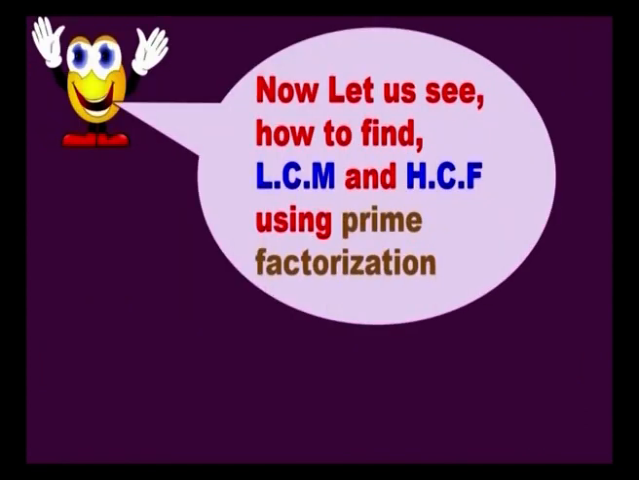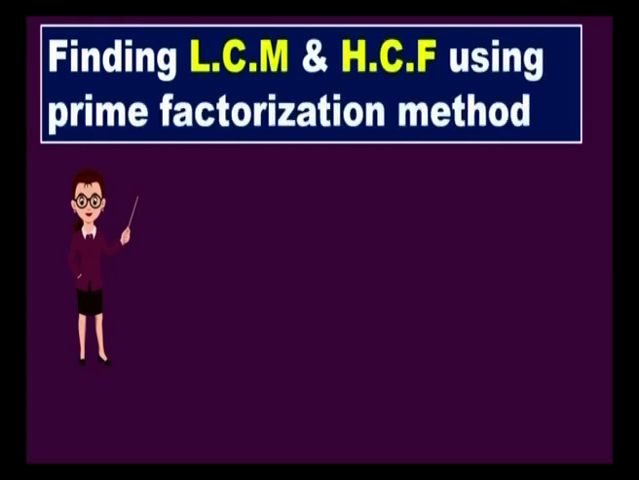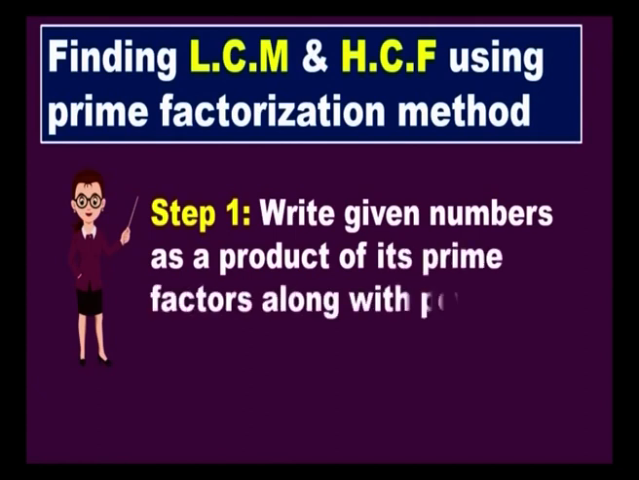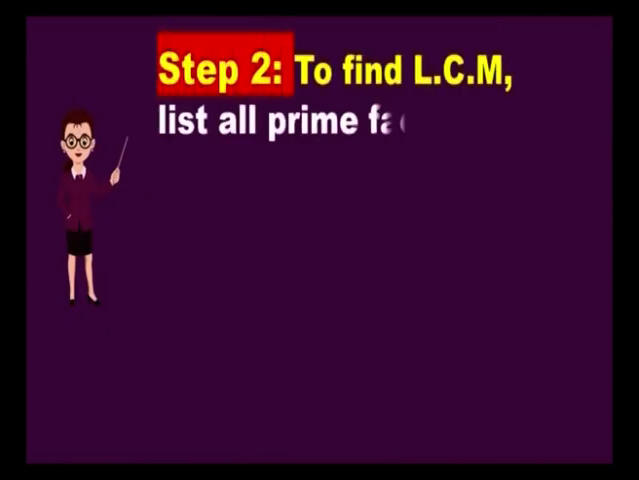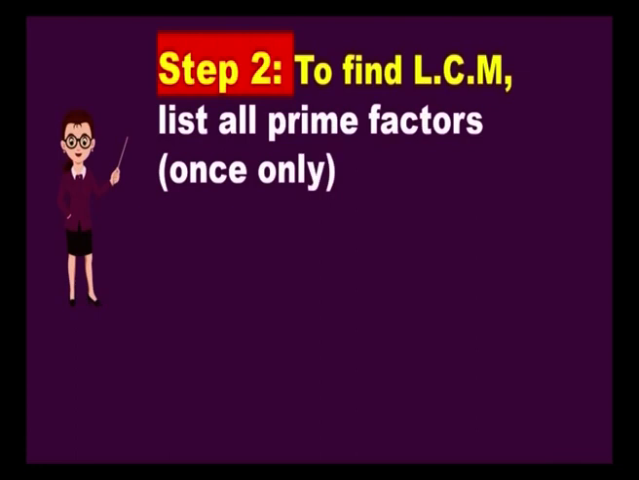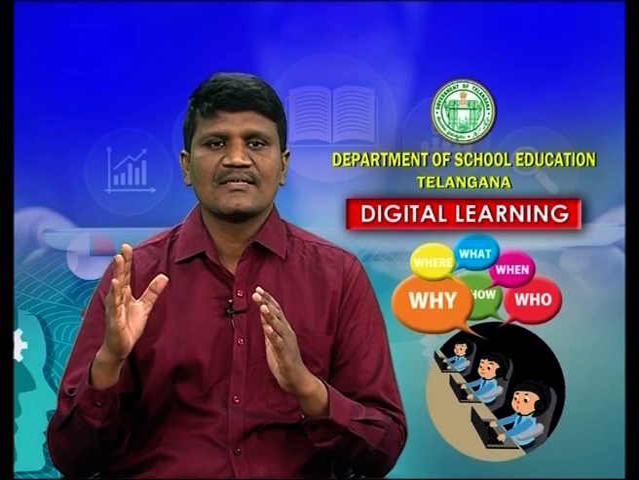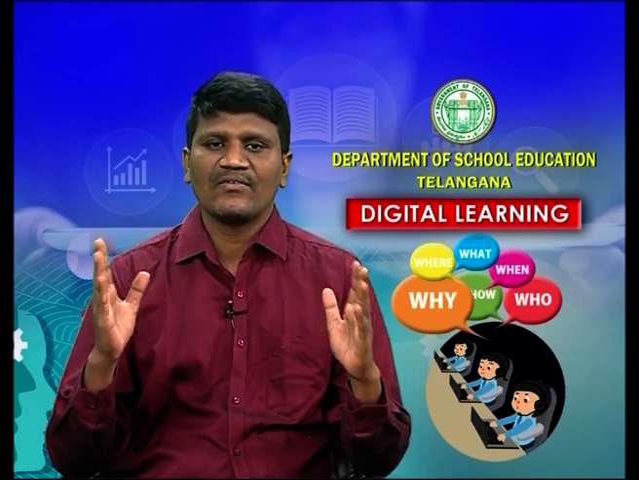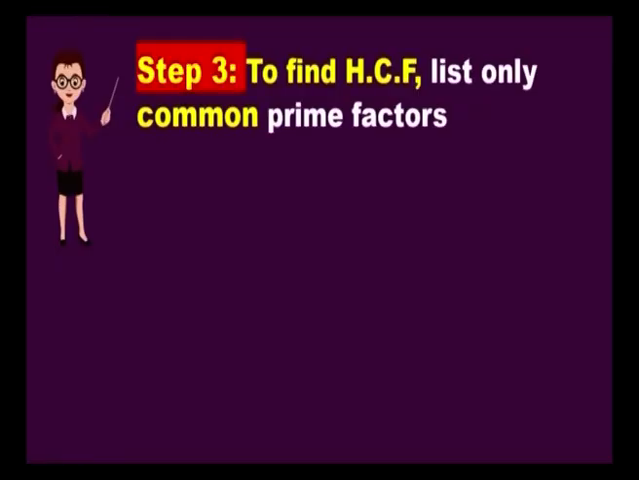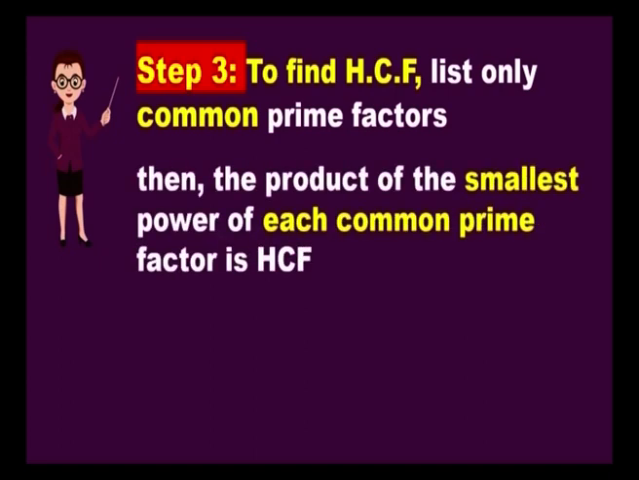Now let us see how to find LCM and HCF using prime factorization. Finding LCM and HCF using prime factorization: the first step is to write the given numbers as a product of their prime factors along with powers. In step 2, to find LCM, list all prime factors once only, then the product of the greatest power of each prime factor is the LCM. And step 3, to find HCF, list only common factors, then the product of the smallest power of each common prime factor is the HCF.